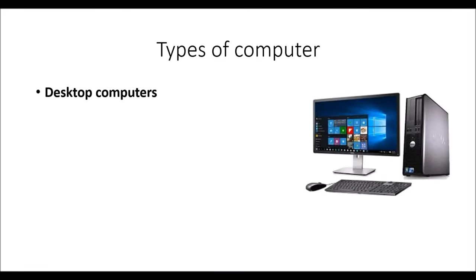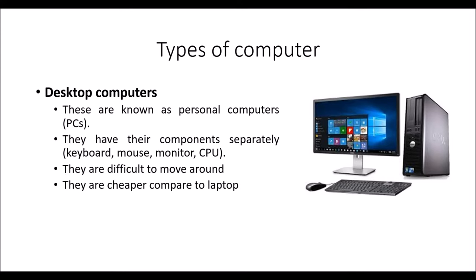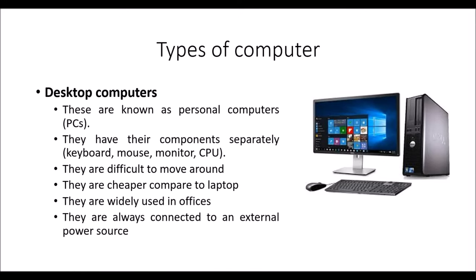Another type of computer is the desktop computer. Desktop computers are known as personal computers, PC. They have their components separately: keyboard, mouse, monitor, CPU. In fact, if they ask you what a desktop computer is, you just say that desktop computers are a type of computer which has all its components separately. What are the components? Mouse, keyboard, monitor, and CPU case, which are separate. Then they are difficult to move around. Of course, this is one of the disadvantages. Then they are cheaper compared to laptops, that's an advantage. Then they are widely used in offices. Then they are always connected to an external power source. They don't use batteries. The majority of desktop computers don't use batteries.